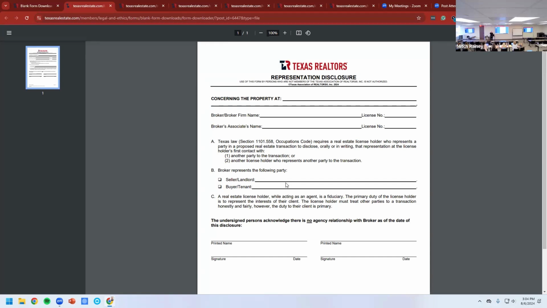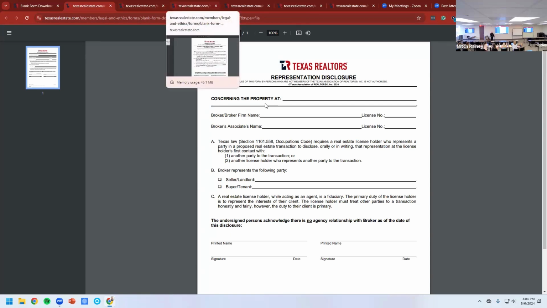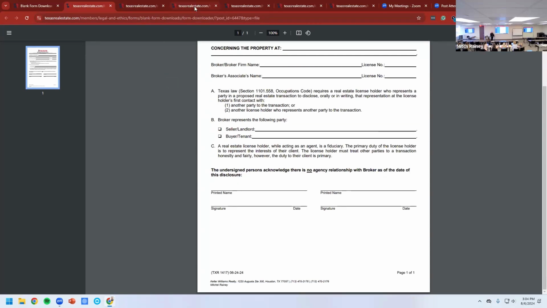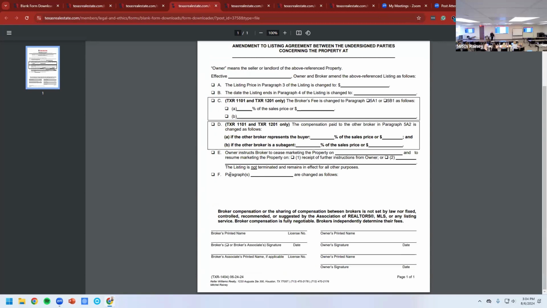One thing also I didn't mention, but nearly every form they update it, on your signature, your printed name, it asks for your license number now. So you're going to be putting the broker's license number and then your license number on the forms. This is the 1417. See here on the amendment to listing, broker associates printed name if applicable and license number.